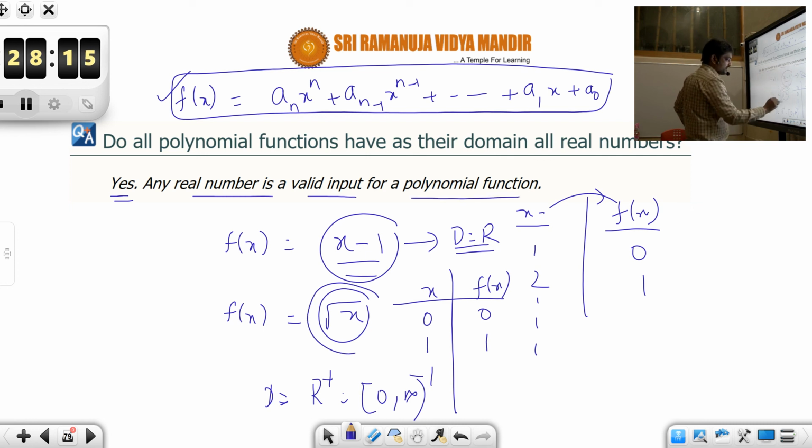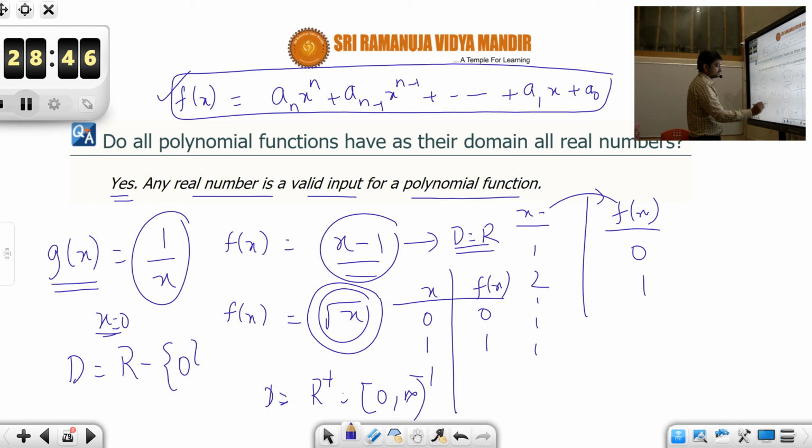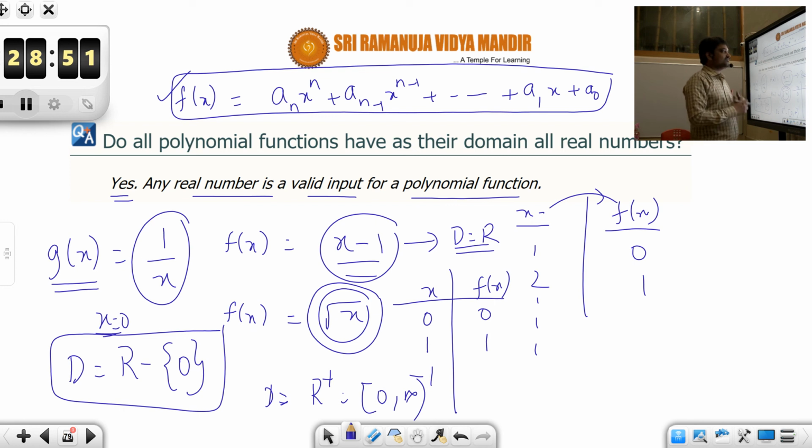But if you look at the square root function, the input should be non-negative because it can't accept negative values. Similarly, let's look at another example, say g of x is equal to 1 by x. Here, if you input x is equal to 0, then this becomes 1 by 0, and division by 0 is not defined. So for this function the domain would be the set of all real numbers except 0. So what is domain? Domain means the set of all valid inputs for which the function could be defined.